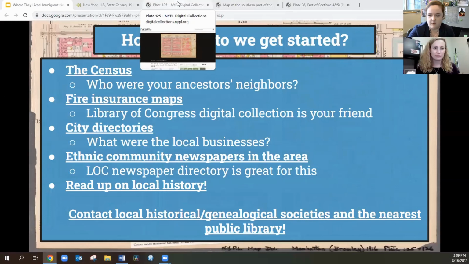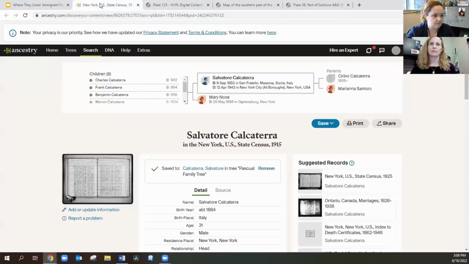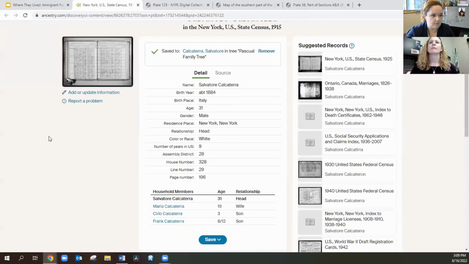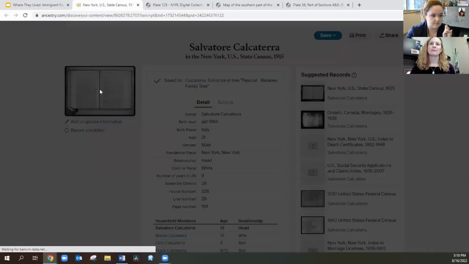Right, so we have a little bit of time. Y'all keep putting questions in the Q&A so they don't get buried. I'm going to show you an example of how you can use some of the sources mentioned in this slide to piece things together. The example I want to show you is my husband's great-grandfather, Salvatore Calcaterra. He was from Italy. So start with either the federal or the state census. This is the 1915 New York State Census. Let's take a look at the page.